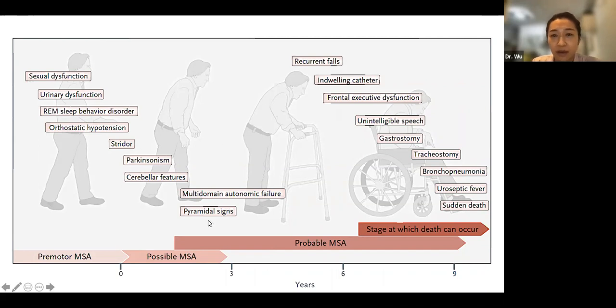So here is the picture of the natural history of MSA. The premotor phase of MSA can last for months to years. Here, year 0 means the time of the start of motor symptoms. About 50% of patients will require walking aids within 3 years after the start of the motor symptoms, and about 60% of patients will require a wheelchair after 5 years. The median time before the patient is bedridden is about 6 to 8 years. And at the end of the probable MSA stage, the patients might have a sudden death at night.